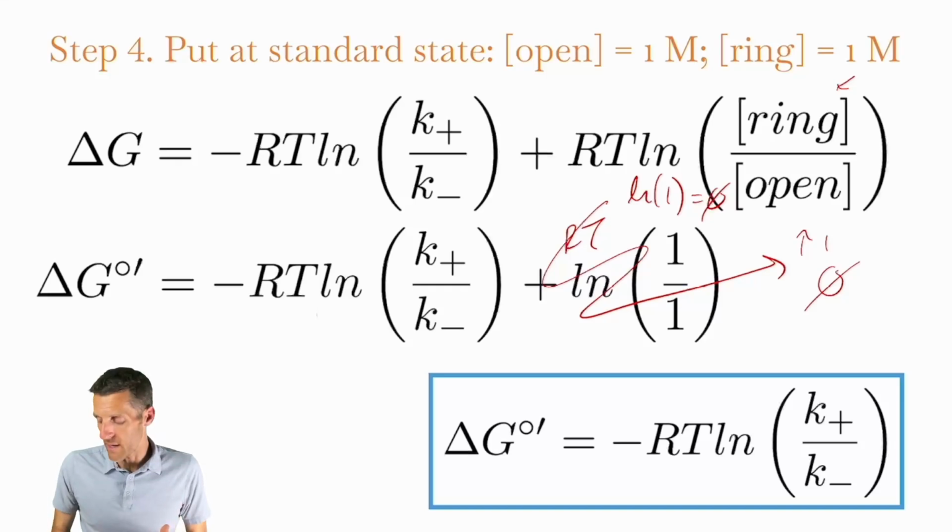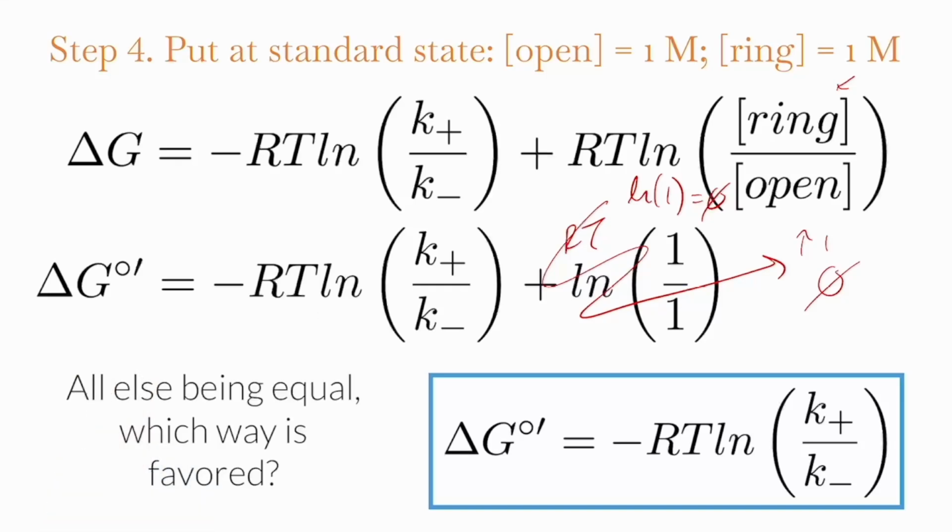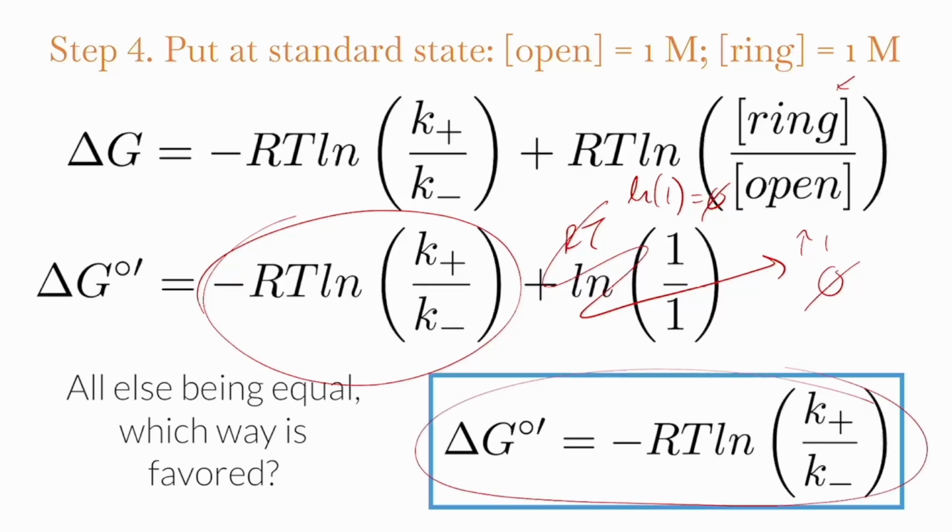Delta G naught prime is, all else being equal, which way is favored? If we put ourselves at 1 molar ring, 1 molar open, and let it equilibrate, which way is it going to equilibrate? That's given by this expression. That is our delta G naught prime. That is what the free energy would be if we stuck the system at 1 molar everything. If we've set the products and reactants to be the same, all else being equal, which way is favored?